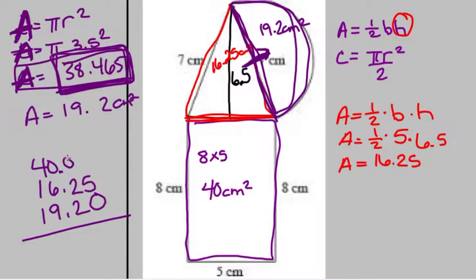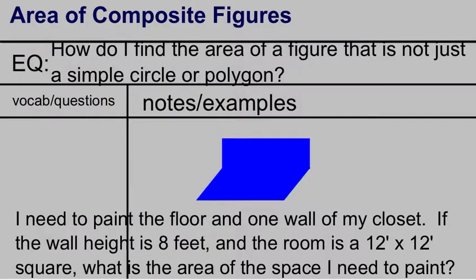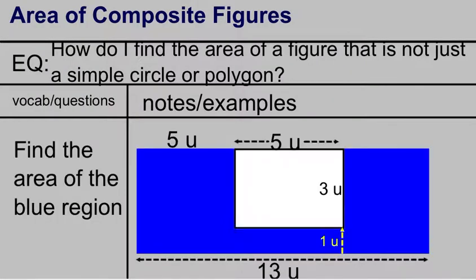I'm going to put in my zeros to hold my place values while I add. 5, 4, 15, 7. All right. So my final area of this entire figure would be 75 and 45 hundredths centimeters squared. 75.45 centimeters squared. That is another example. I'm going to skip over that one for right now.